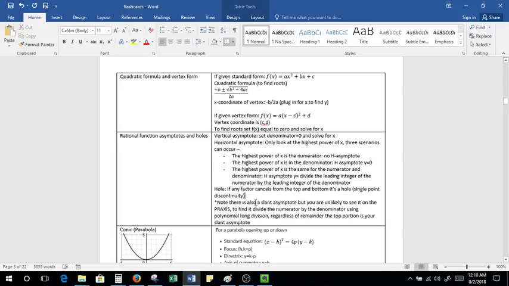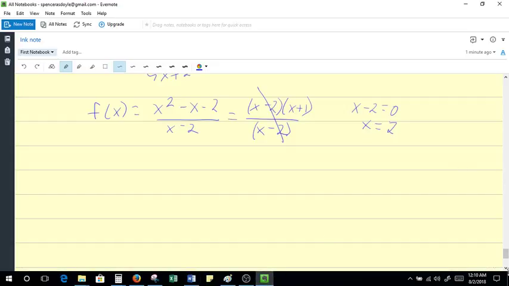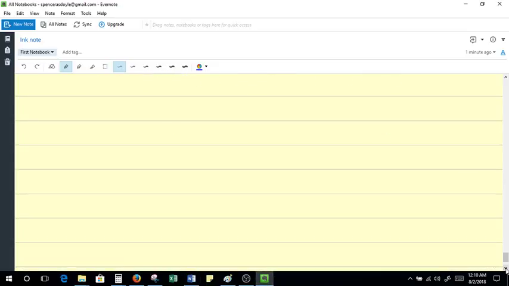Lastly, you're probably not going to see this. I haven't heard of anybody running into it yet, but there is something called a slant asymptote. And to find it, you divide the numerator by the denominator using polynomial long division. Regardless of whatever remainder you find, the top portion is your slant asymptote. So let's create a scenario like this.